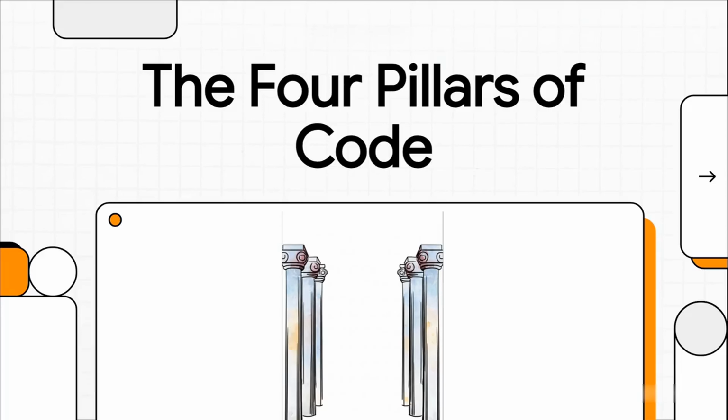Hey, welcome. Have you ever looked at the incredibly complex apps we use every single day and wondered, how in the world do they even build these things? Well, it's not magic. It's actually a blueprint, a set of foundational principles that helps developers turn total chaos into clean, powerful software. And today, we're going to explore that exact blueprint, the 4 pillars of code.